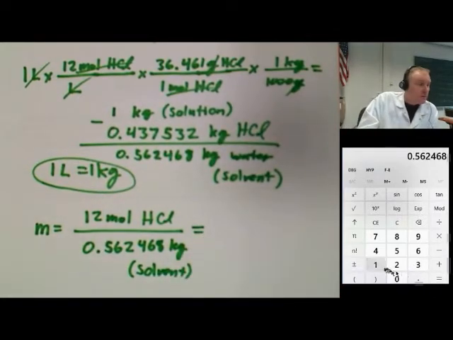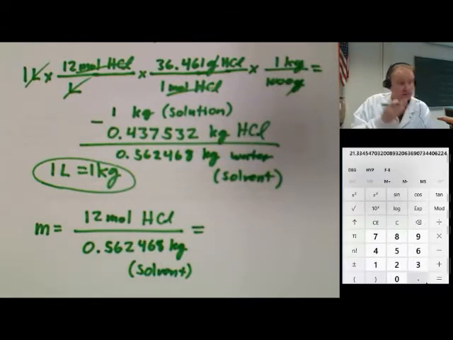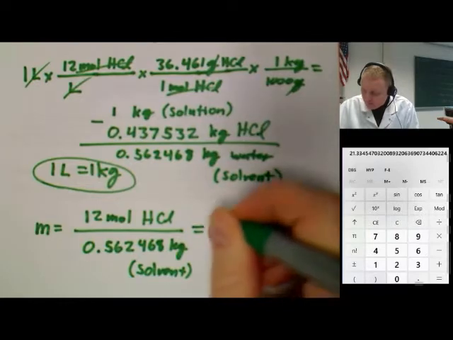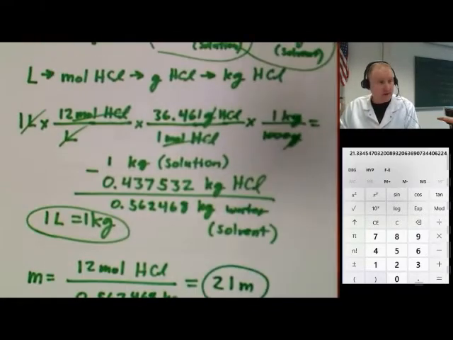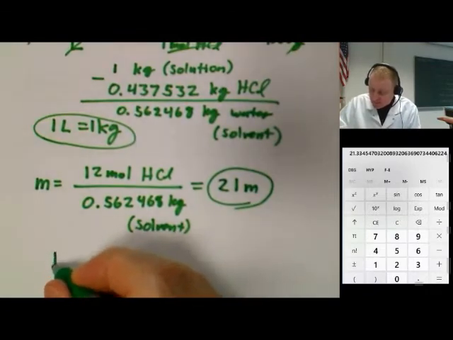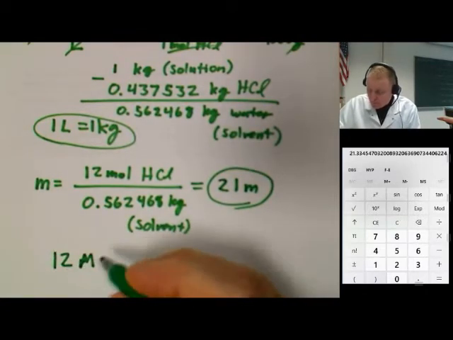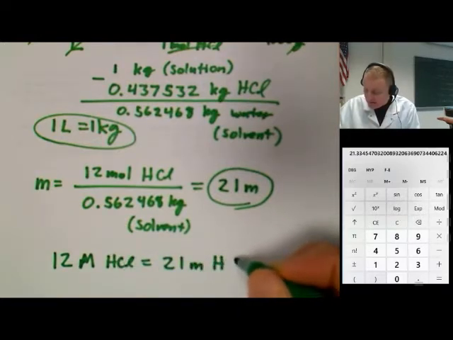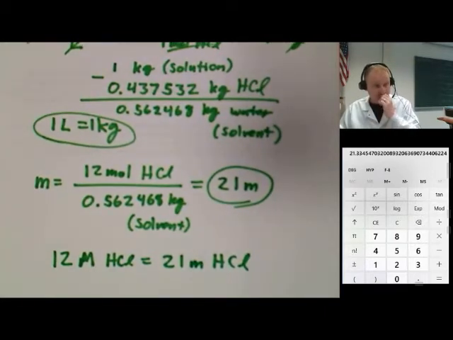So let's do that. 12 divided by 0.562468 equals, and I'm going to answer this now with proper significant figures because the question was what's the molality. I got this big number here, but with 2 sig figs, that's 21. So the molality is 21. So to answer this question, we basically, in sum, said that 12 molar HCl is equal to 21 molality of HCl. That was basically what we solved here.